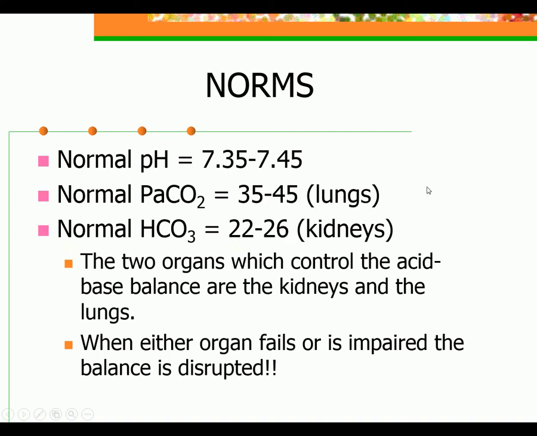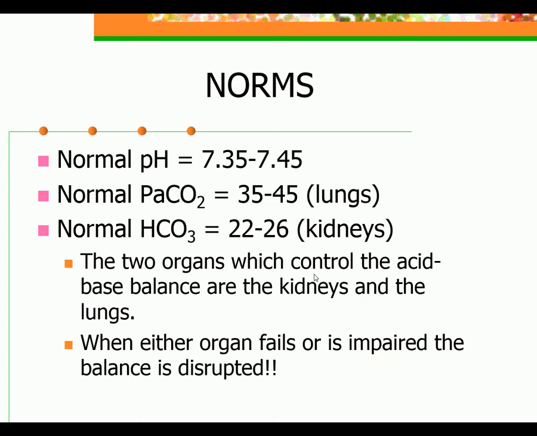Normal bicarb, 22 to 26. Already thinking lungs, respiratory, kidneys, metabolic. The 2 organs which control the acid-base balance are the kidneys and lungs. So when either one of these organs fail or become impaired, what's going to happen? An imbalance is going to occur.